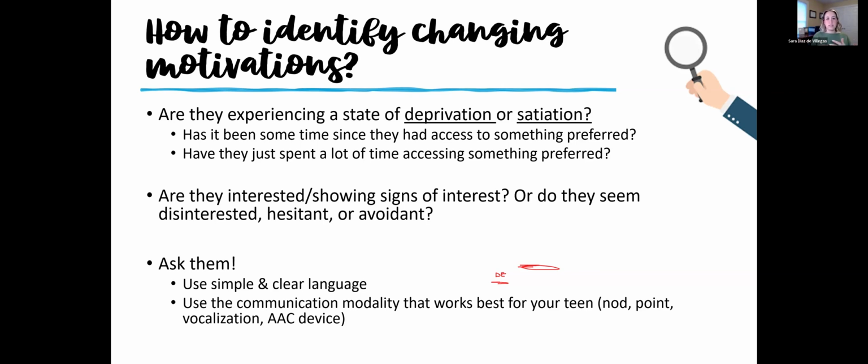So the first step in identifying these changing motivations is to ask ourselves, are they, and by they I mean the teenager, experiencing a state of deprivation or satiation? If they're experiencing a state of deprivation, has it been a while, has it been some time since they've had access to something preferred, like the ice cream, for example? That highlights a state of deprivation because it's something you don't currently have.